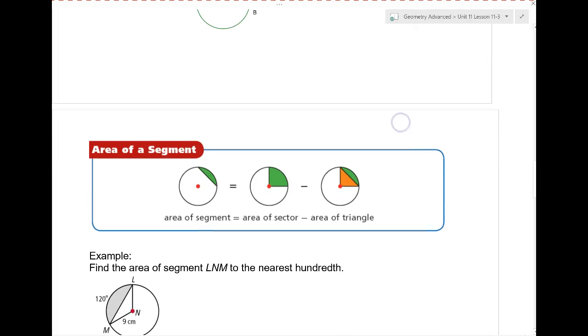Look what your next page says to do. How do you find the area of a segment of a circle? Area of the sector minus the area of the triangle. That's how you do it, every single time. So the process is that you have basically two area formulas you have to use, but isn't it just a subtraction problem?